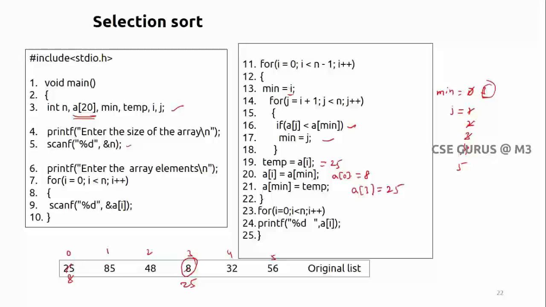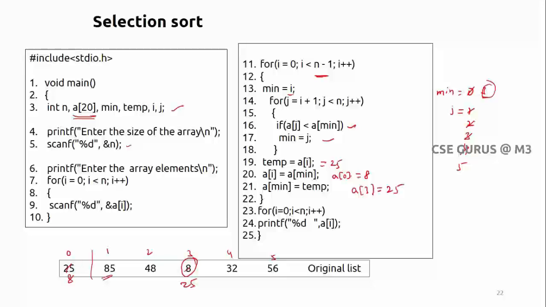Now minimum equals i, that means min starts from 1, right? So that means only this part is sorted, this part is unsorted, and this has to be completed up till n minus 2, since it started from 0, right? So this is the program of selection sort.